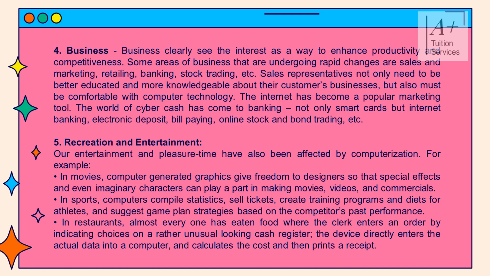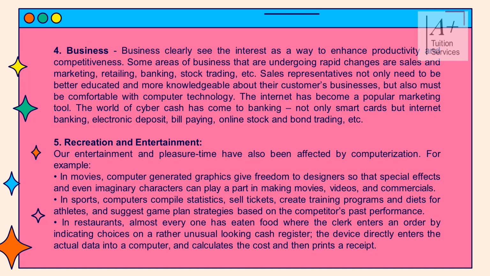The fifth use of a computer is for recreation and entertainment. So entertainment is our pleasure time, and this has also been affected by computers. For example, in movies, computer-generated graphics give freedom to designers so that special effects and even imaginary characters can play a part in making movies, videos, and commercials.